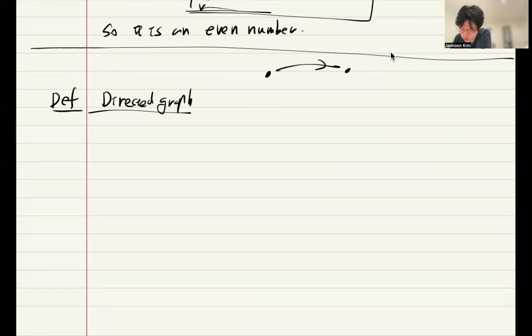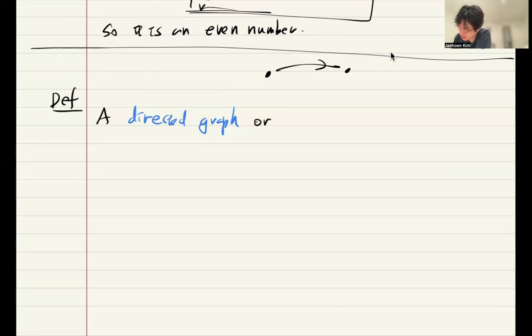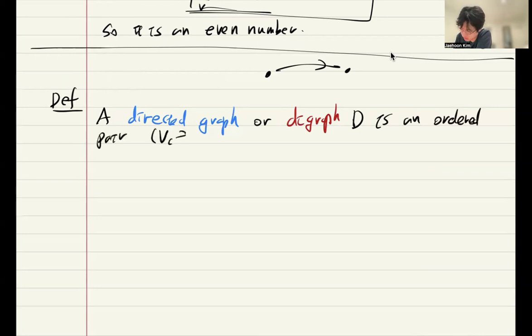So in order to deal with certain problems, we want to keep the orientation of the edges. So we give the definition of this more general concept, this directed graph, or we simply say digraph. A digraph D is again an ordered pair (V, E), where this E is a subset of V × V.